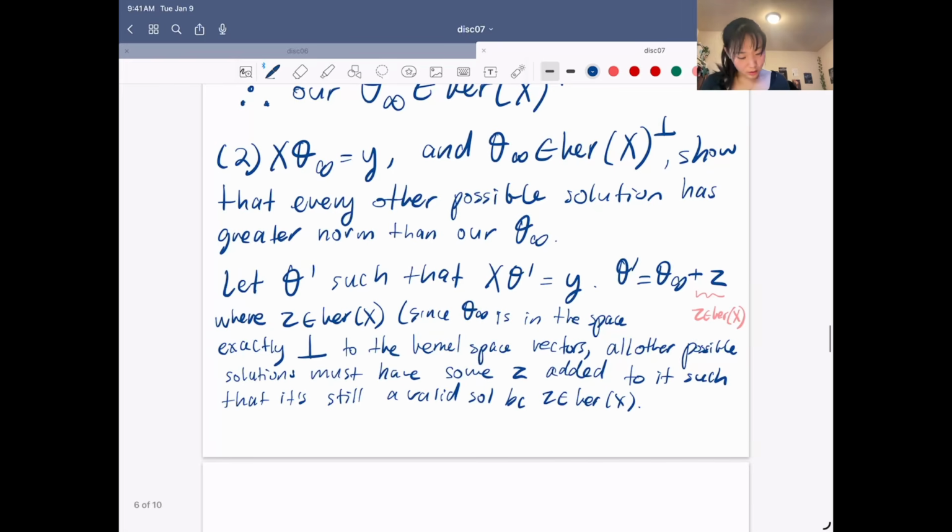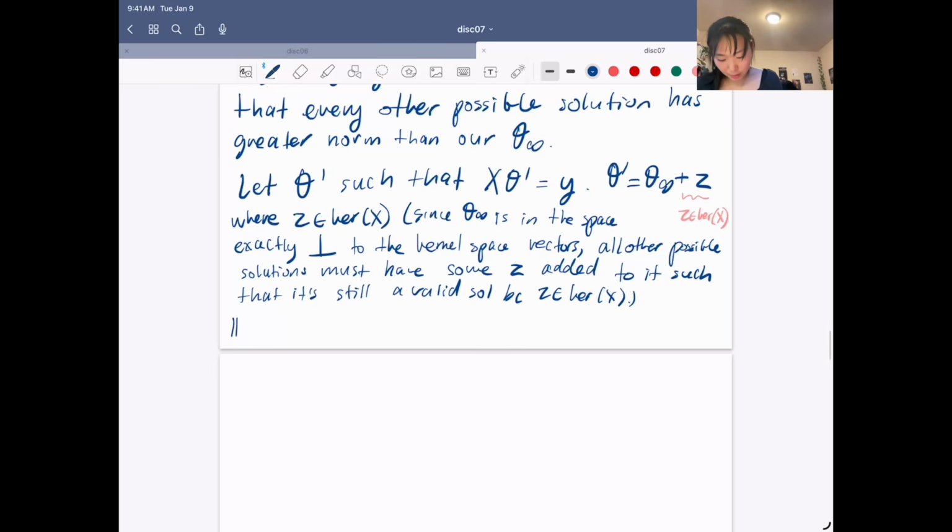And through this, we can say our new theta prime norm is equal to this gradient descent answer plus some z, where z is a vector in the kernel space. Remember again, from part A, adding that extra z doesn't change our answer. We can add infinitely many vectors in the kernel space to our solution vector and it provides us another solution that's valid because x theta is still equal to y. And so doing that, when we solve for this norm, we get theta infinity plus z transpose theta infinity plus z.